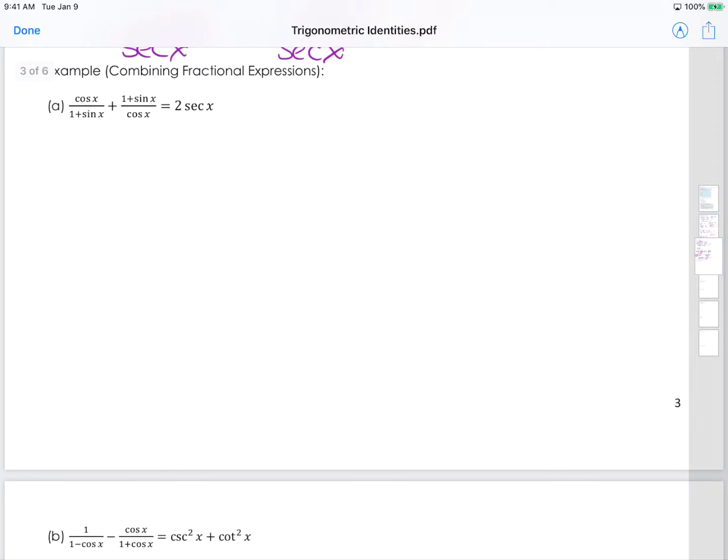Okay, in the next two examples, I'm going to show you the technique of combining fractions and how that can help you prove an identity. So here we have two fractions. I want to find a common denominator so that I can add them together. So I'm going to multiply the first fraction by cosine x on the top and the bottom.